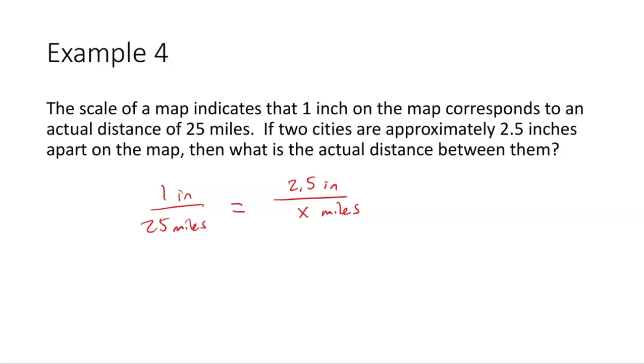So using these rates, 1 inch to 25 miles is equal to 2.5 inches to x miles. So if I do the cross products, 1 times x is equal to 25 times 2.5. So x would be multiplied together. 25 times 25 is 625. So 25 times 2.5 would be 62.5 miles.